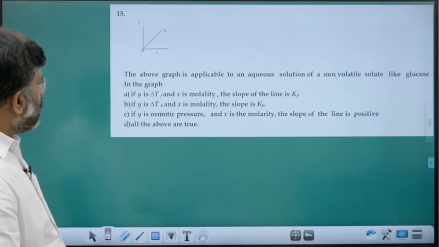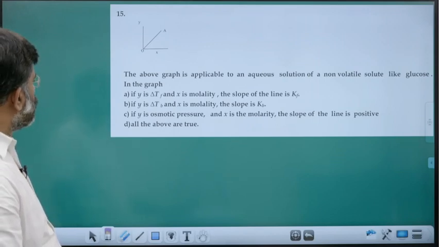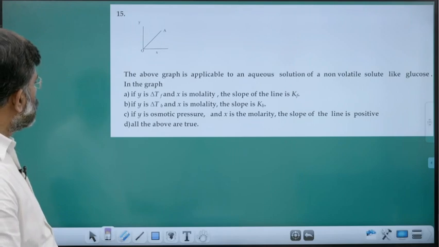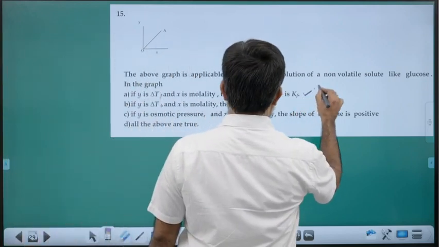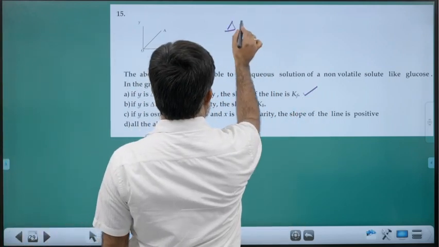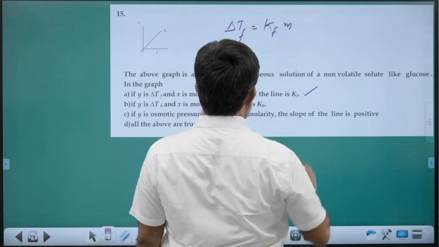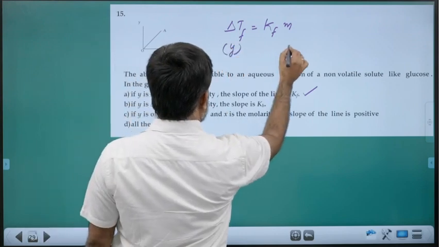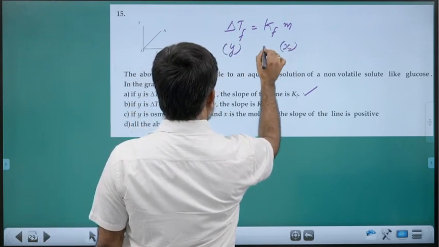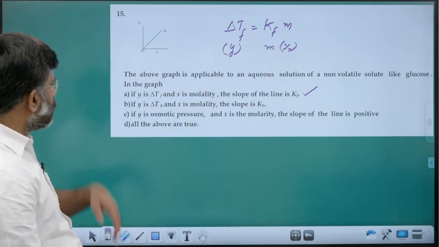The above graph is applicable to an aqueous solution of non-volatile solute like glucose. In the graph, Y is delta TF and X is molality. Slope is KF. True. Because delta TF is equal to KF into molality. So if you take this along the y-axis, this along the x-axis, this will be the slope. And starting from the origin, that's a true statement.